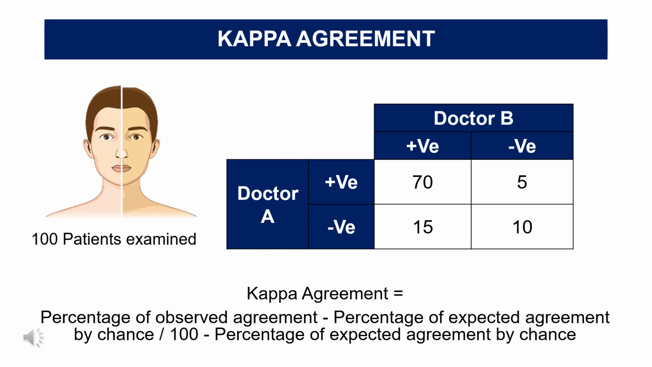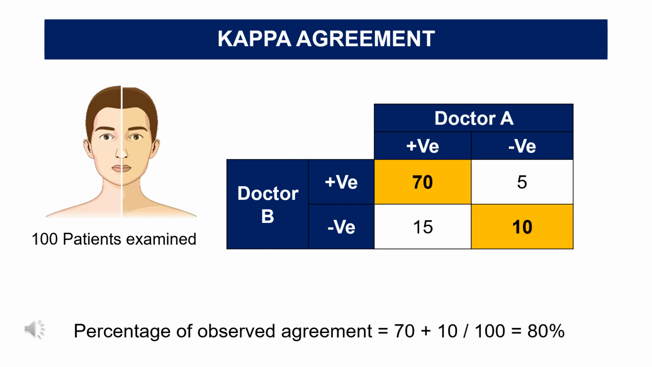Precision or inter-rater reliability is often reported as a Kappa statistic. The Kappa value can give us a quantitative measure of the agreement in any situation in which two or more independent observers are evaluating the same thing. Kappa agreement is calculated by the percentage of observed agreement minus the percentage of expected agreement by chance, divided by 100 minus the percentage of expected agreement by chance.